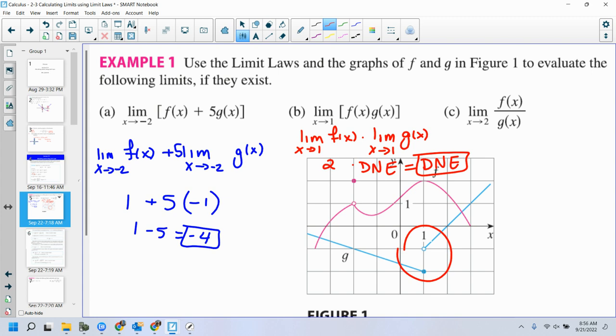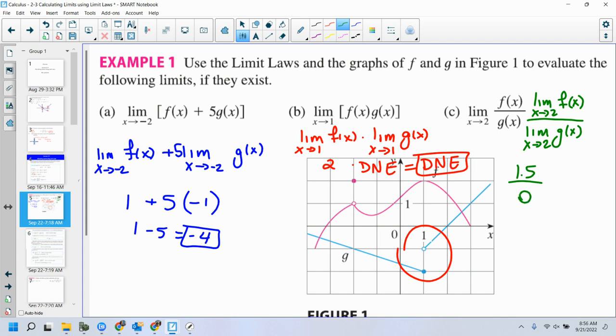Okay, the limit as x goes to 2 of f of x divided by g of x. Well, that is just the limit as x goes to 2 of f divided by the limit as x goes to 2 of g. So what is the limit as x goes to 2 of f? What can we estimate that to be? Let's say 1.5. It might be like 1.4, but let's say 1.5. What is the limit as x goes to 2 of g?